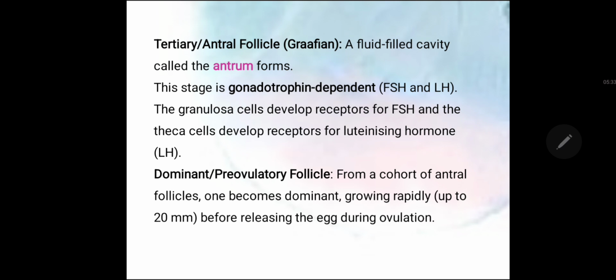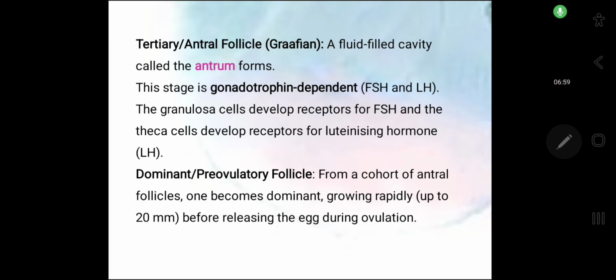The last stage of folliculogenesis is the dominant or pre-ovulatory follicle, where the follicle dominates over the rest of the antral follicles. In each menstrual cycle, a group of antral follicles responds to FSH, follicle stimulating hormone, and starts to grow. One of them will dominate over the rest of the antral follicles and become the dominant pre-ovulatory follicle, up to 20 mm in size. And this follicle will ovulate at mid-cycle in response to luteinizing hormone. The rest of the antral follicles, which are not dominant and will not grow to pre-ovulatory size, will die through atresia.